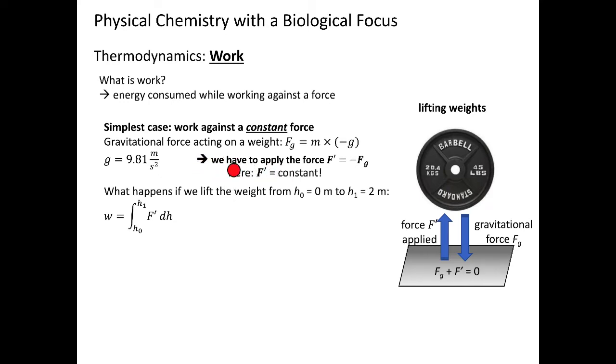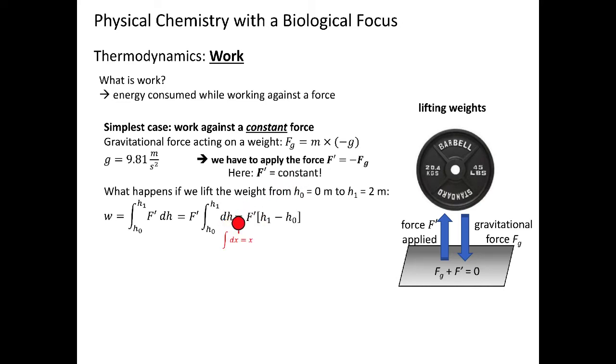Here, as I said, this is one of the simple cases because the force F prime that we need is just the opposite of the gravitational force, and that is constant. That is always m times minus g. If it is constant, then in this integral, we don't have to actually integrate that in a particular way because it's just a constant number. We can put that in front of the integral. And this integral over here, well, that is becoming very simple now because it's just dh.